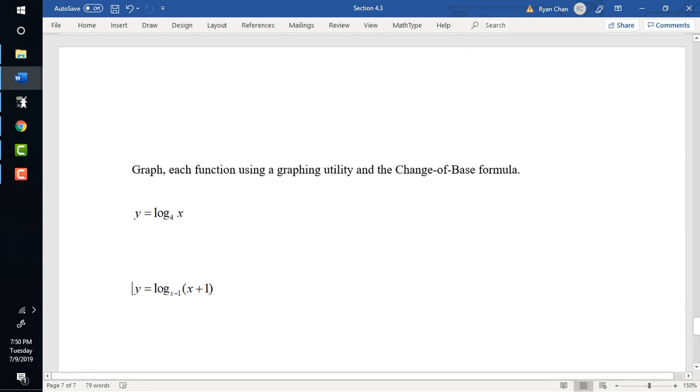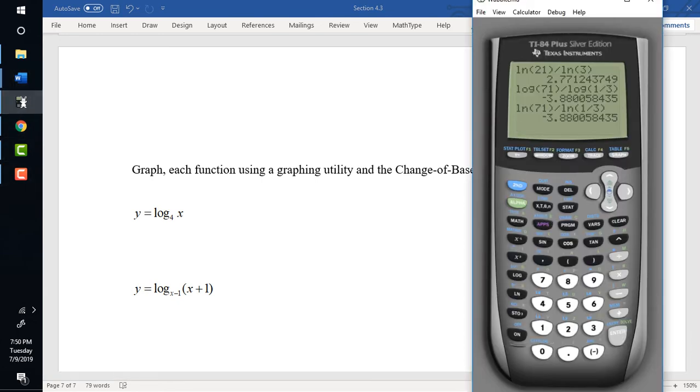One last thing you can do too is, if you want to graph, notice if I have log base 4 of x, I can't graph that, but what I can do is log of x divided by log of 4, and that would actually show me my graph right here. So I can use that to help me out.